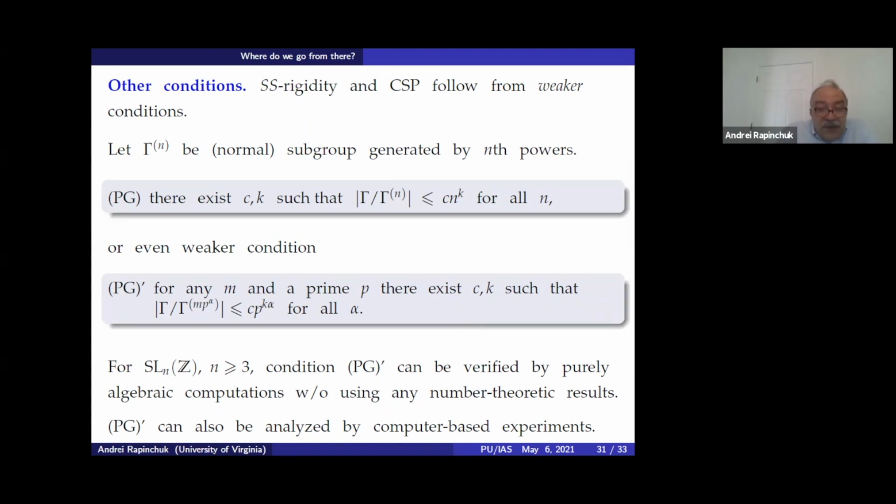But coming back to the PG prime, if you take m equals 1, the polynomial index growth for the quotients modulo p to the alpha really gives you the analyticity of the pro-p completion. And like I said, the analyticity can be checked experimentally in certain cases. So therefore, I believe that there is some evidence that this condition PG prime may hold also in the anisotropic case.